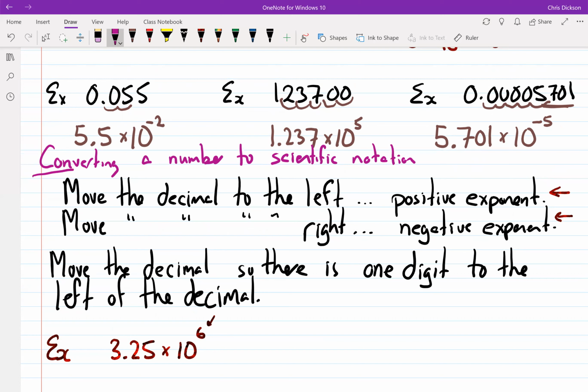Okay, so you have to make sure you know which way you're going here. If you convert to scientific notation, then you follow the rules that I've listed here, rule 1 and rule 2.